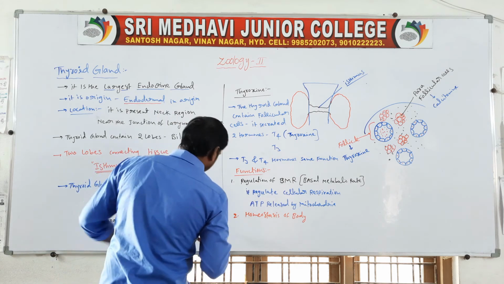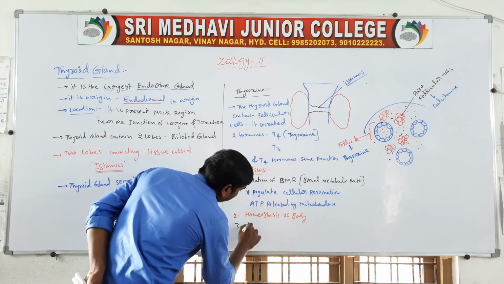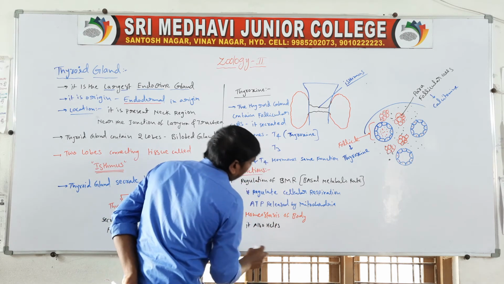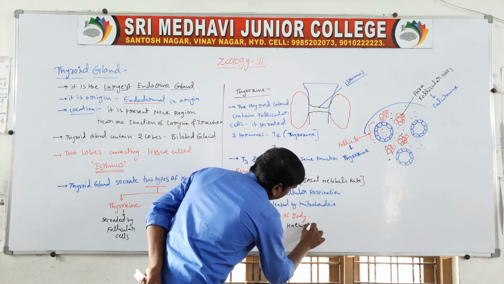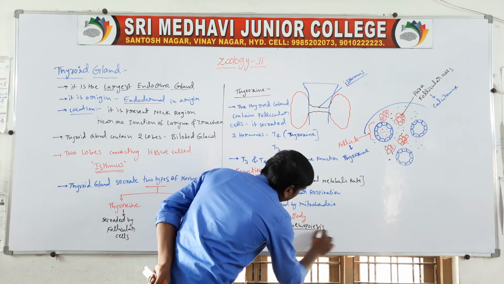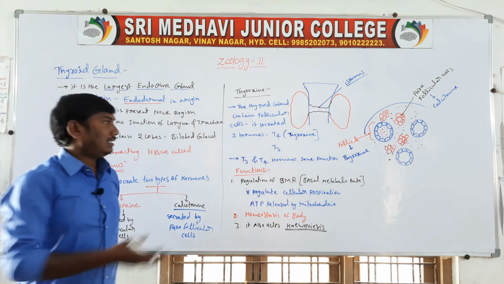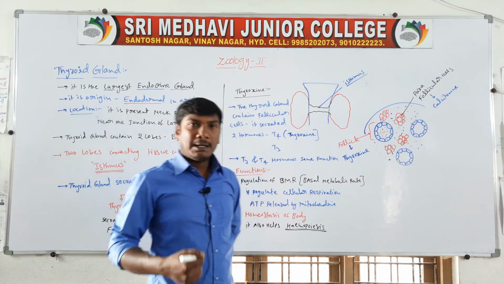Next, it also helps in hemopoiesis. Hemopoiesis means the production of blood cells. So this hormone helps in hemopoiesis, the production of blood cells.